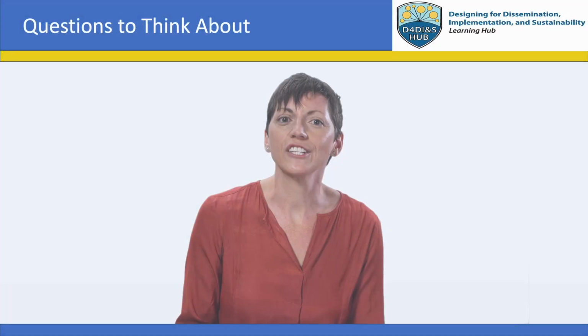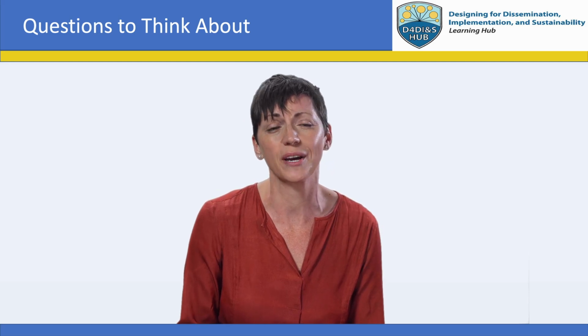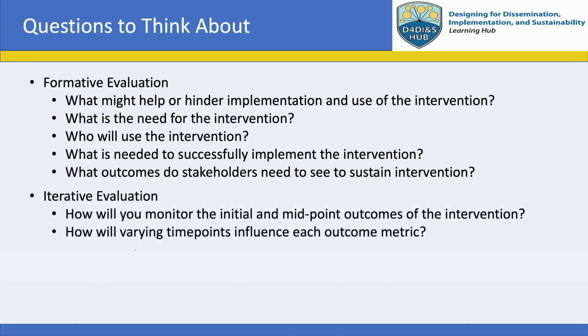Here are some examples of questions you can ask during the evaluation process, depending on the goal of the evaluation. Formative questions occur during pre-implementation and can include: what might help or hinder implementation and use of the intervention? What is the need for the intervention? Who will use the intervention? Iterative questions focus on a specific point in time. For example, to what extent is your intervention reaching the intended population at this point in time?